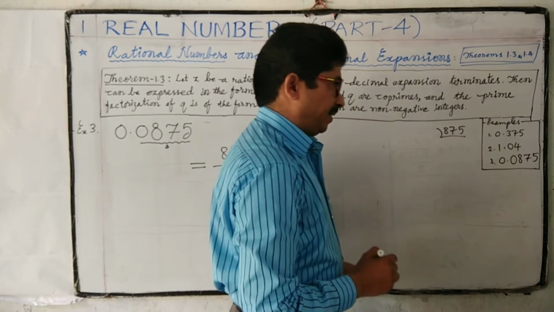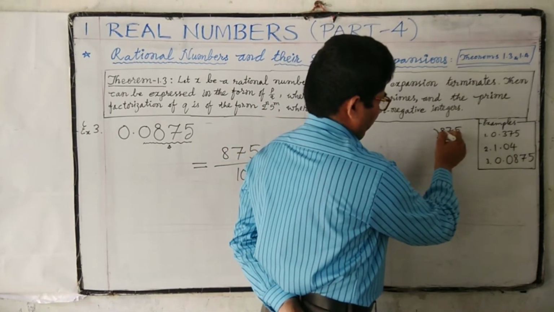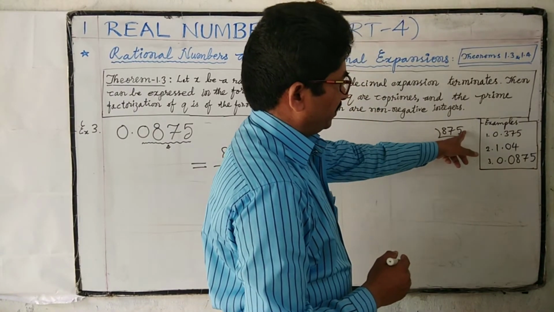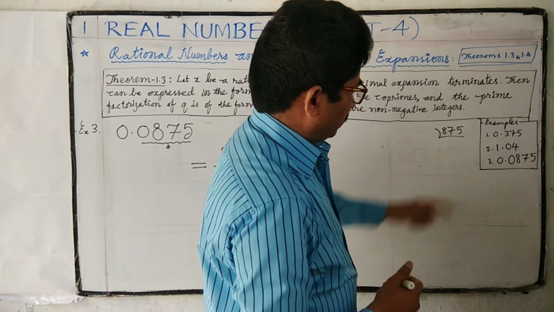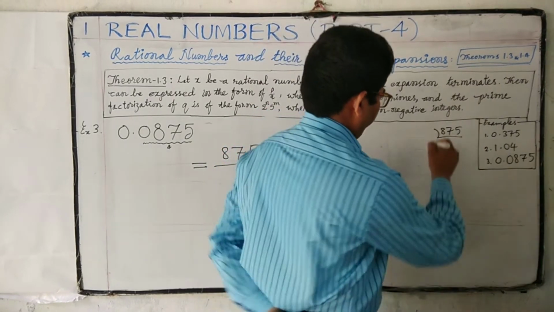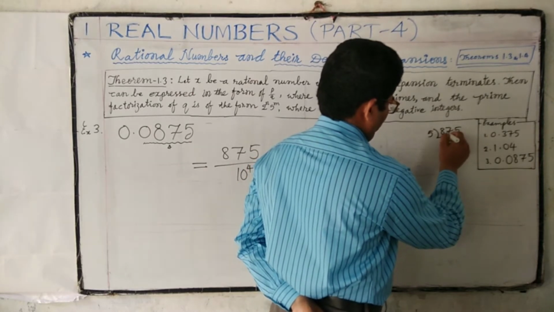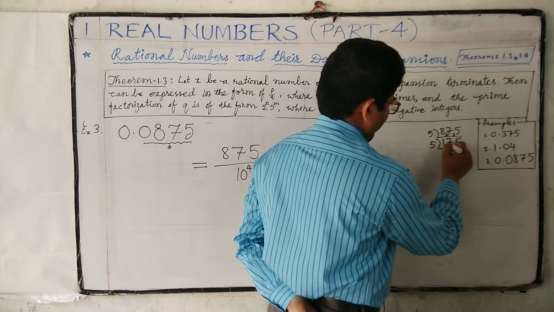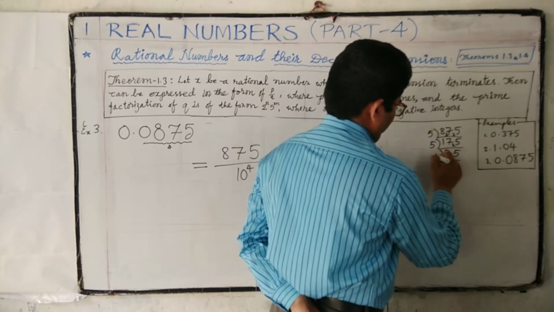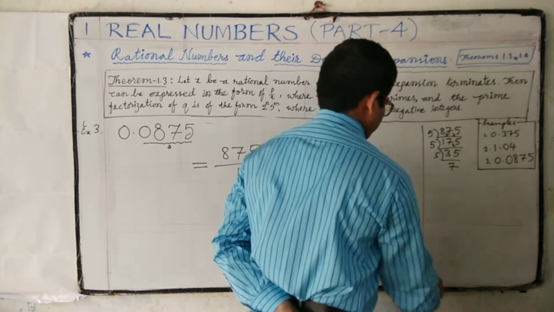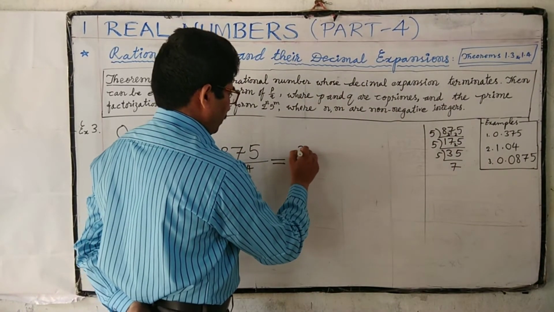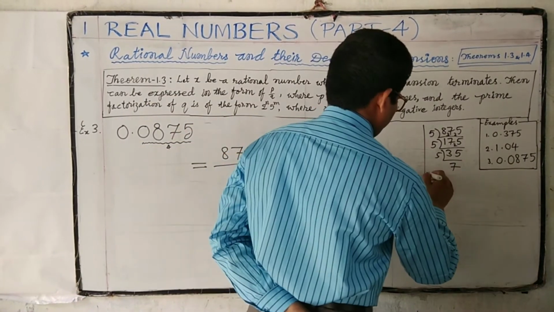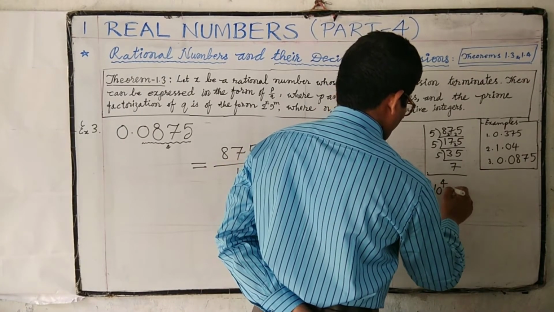We have to prime factorize 875. 8 plus 7 is 15, 15 plus 5 is 20, not divisible by 3. Next, it is exactly divisible by 5. 5 ones are 5, 5 sevens are 35, 5 fives are 25, 5 threes are 15, 5 fives are 25, 5 sevens are 35. So 875 is 5 cube into 7, over 10 to the power of 4.